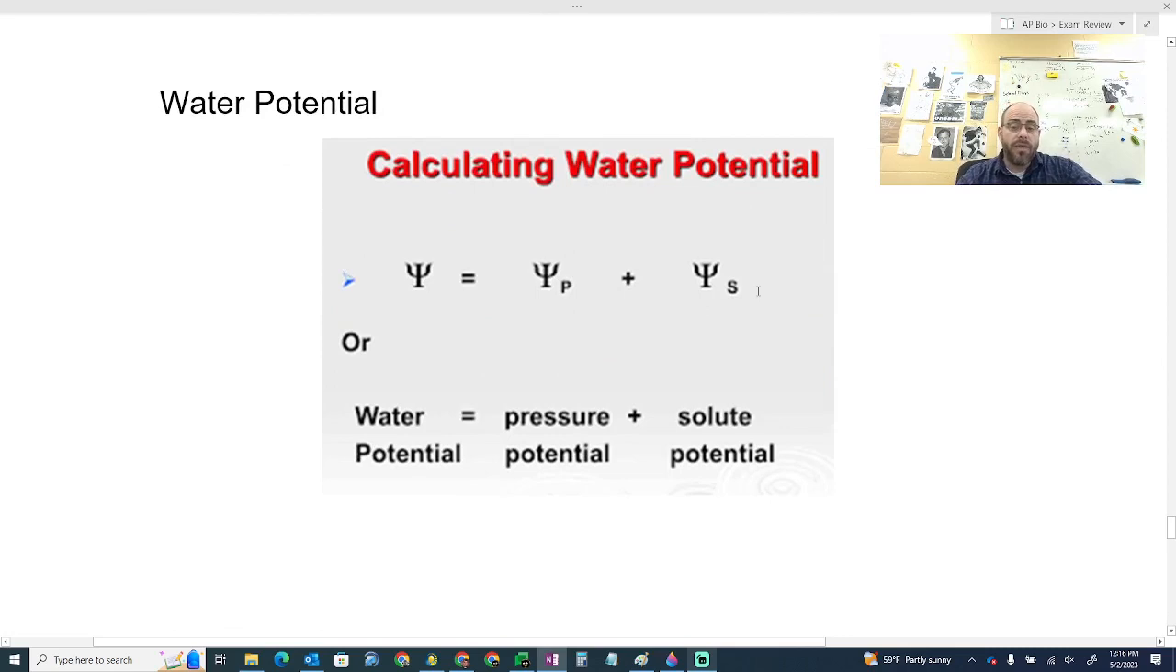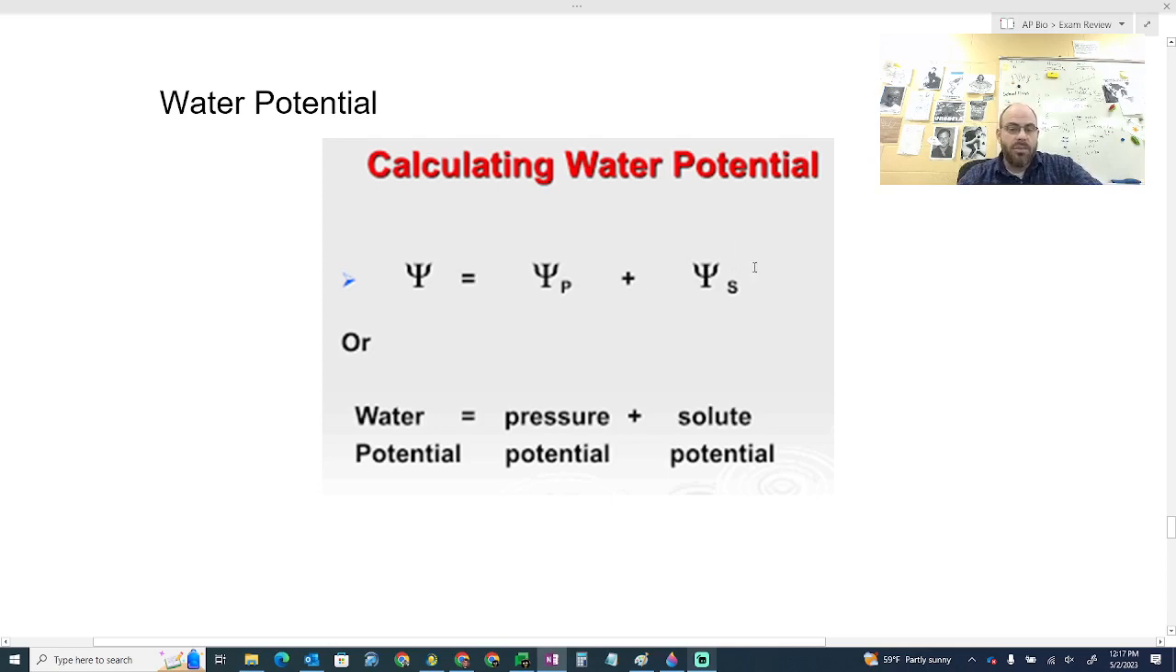And you're going to do this for both sides of the system that you're talking about. The pressure potential is always going to be given in a problem. The solute potential, more than likely, you're going to be asked to solve for it. Pressure potential is like how much pressure is acting on that system. It could be a positive pressure or it could be a negative pressure. Negative pressure would be like a plunger. Positive pressure would be like pushing down on a system, like a piston or something.